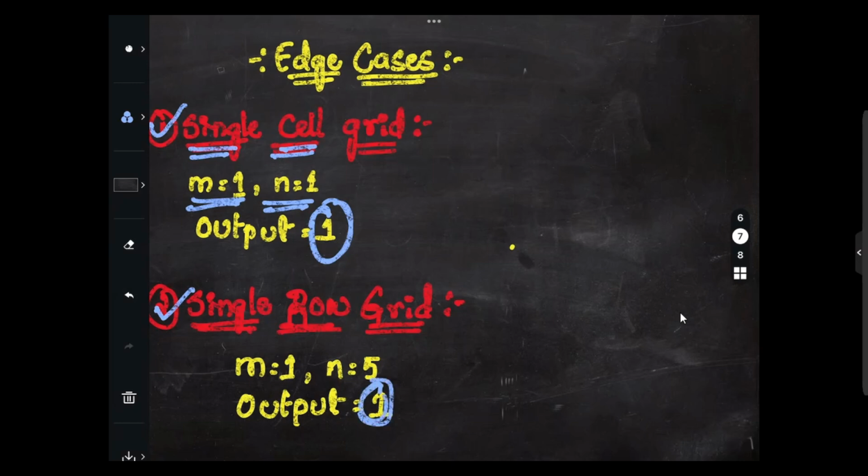For the first one, it is already at the destination because there is only one possible path. So here in this case, row 1, column 1, the output will be 1. In this case also it is 1. For the second one, single row grid, this also is 1 because we have 5 columns and 1 row, right? It can only move right, only one path, so we have to return 1 as output, right?